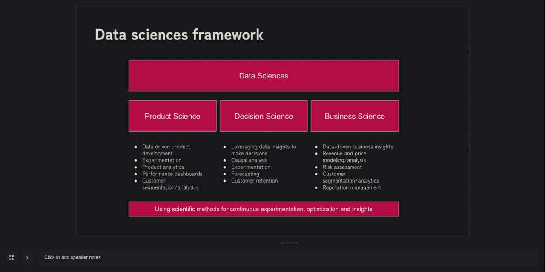Data-driven business insights is a big part of this, getting a sense of the health of your business, what your customers are like, revenue and price modeling, any kind of metrics or questions you have about your business's performance is going to be the focus of this.